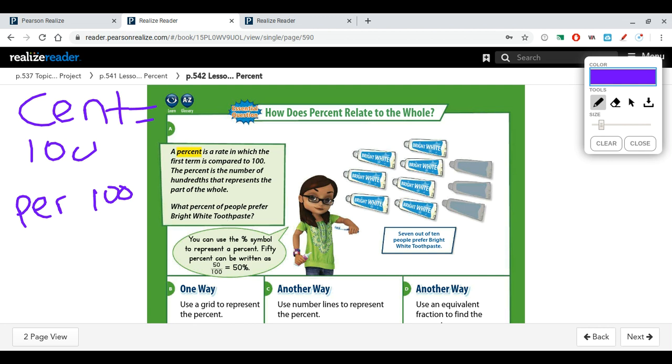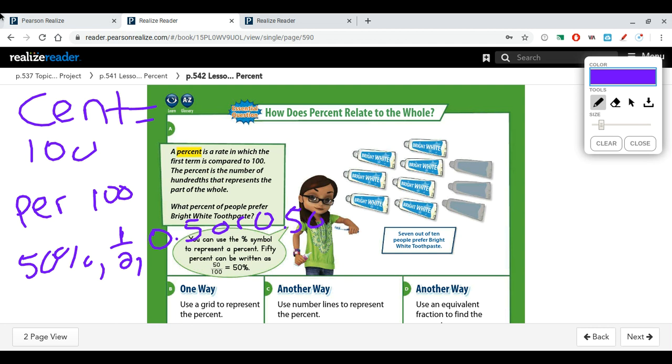I can write a percent as a percent, so I could write it as 50%. I could write it as a fraction, so it's 1/2. Notice I'm still comparing my first term to my second term. Or I could write it as a decimal, which would be 0.5 or 0.50. Both of those represent 50%.